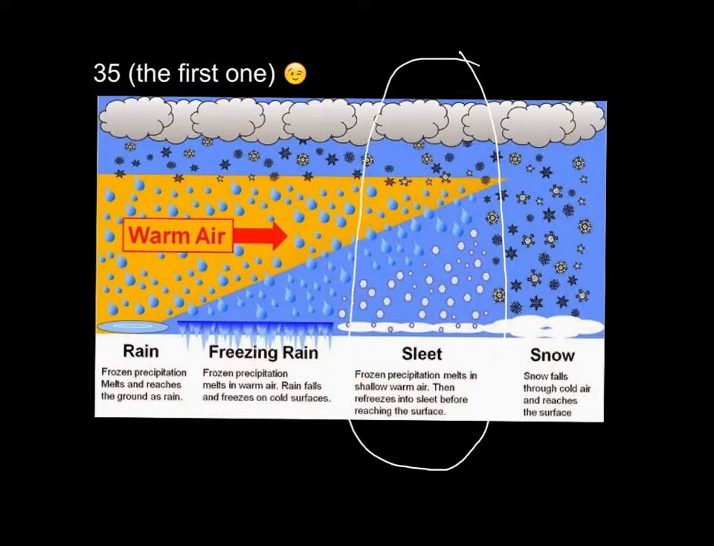Sleet is formed as a result of when frozen water up here in the clouds falls. It starts to warm up when it hits warm air, and then it melts. But then as it goes towards the ground, it hits an area of very cold air and it refreezes, falling onto the surface as sleet.